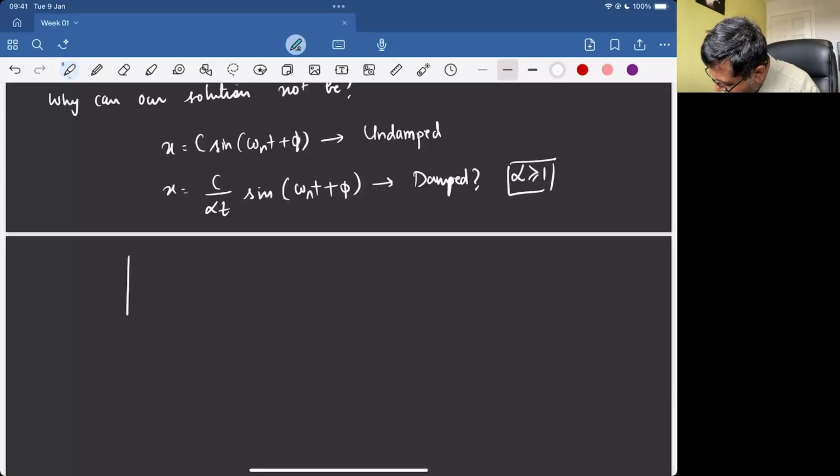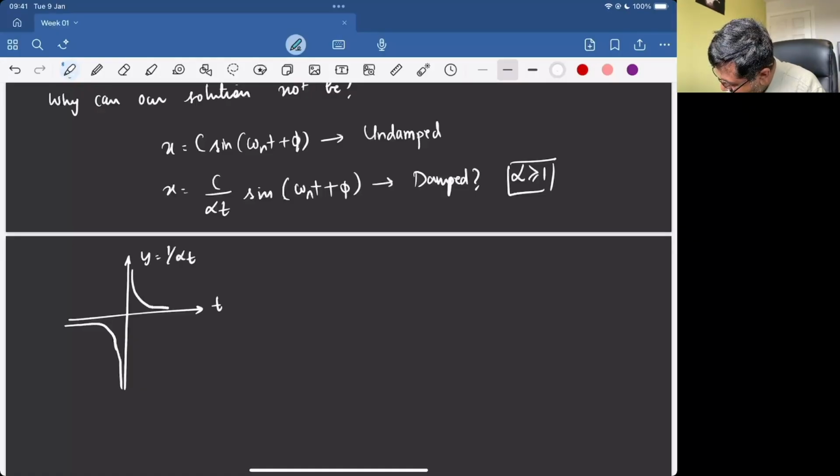So just to think about it in a geometrical or visual manner, let's try to plot out what would be x equal to 1 over alpha t, or let's call it y just so that you're not confused. Let me plot y equal to 1 over alpha into t. Right? If we plot this, you can see that the plot is something of this nature. That's our discontinuity.